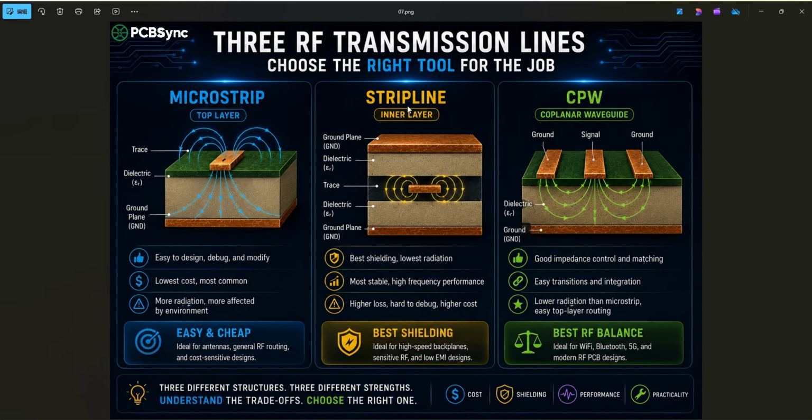Today, you just need to remember three things. First, microstrip. Microstrip lines are cheap, common, and the easiest to debug. Second, Stripline offers the strongest shielding and the lowest radiation. It's also the most stable. Third, coplanar waveguide offers the most balanced performance, and it's also the most common choice in modern PCB design.